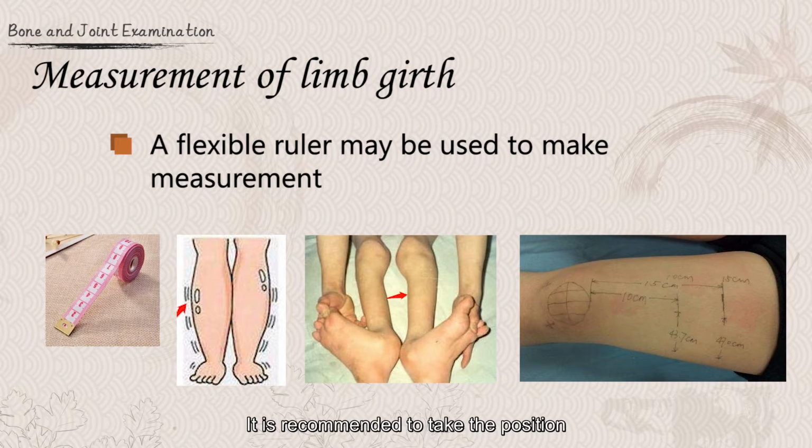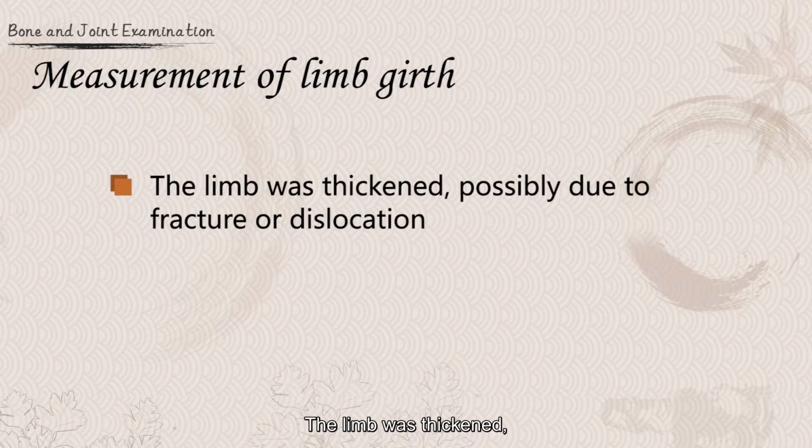It is recommended to take the posture of 10 to 15 cm above the patella for measurement of the thigh. The calf is measured at the thickest part, which is actually the muscle belly. At the distal part, such as Achilles tendon, the swelling and atrophy are not obvious, so the measurement is of little significance. The limb was thickened, possibly due to fracture or dislocation.